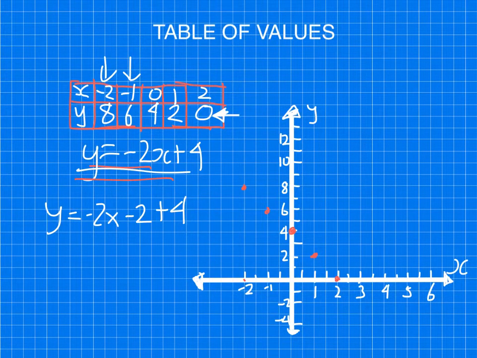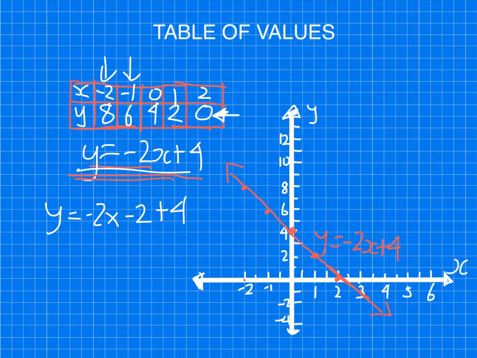After I've plotted them, I can just join them up. I should label my line. This line, just like in the last example, is the set of all solutions to the equation y equals minus 2x plus 4. It's the set of all pairs of x and y values that when substituted into this equation make it a true statement.